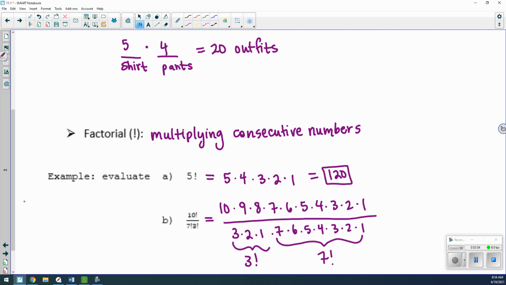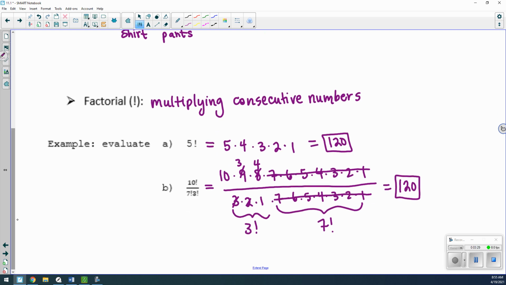So if I write it all out, I see that everything from 7 and down is going to cancel out. And then from here also, I could do some reducing. 9 divided by 3 is 3, and 8 divided by 2 is 4. So 10 times 12, well, that will be 120 as well. Okay, so that is factorial. In a little bit, or maybe in the next video, I'll show you how to find the factorial button on your calculator. You just hit the math button and you'll find it in there.